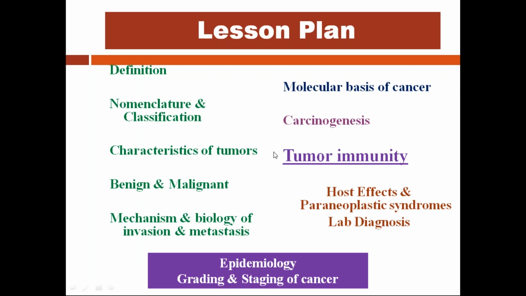So that's about tumor immunity, along with a little bit of epidemiology of cancer and an idea about how cancer is graded and staged. The last class, on Tuesday, will be about the fourth competency. This was the fifth one. The fourth competency, which is mentioned in your curriculum, covers host effects and paraneoplastic syndrome and a little bit about how the tumor is diagnosed. Okay then.